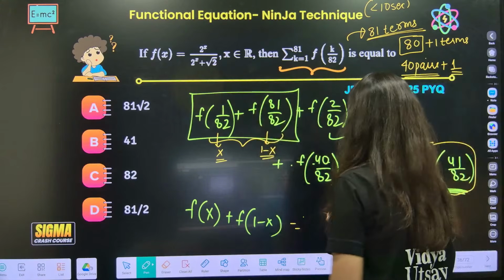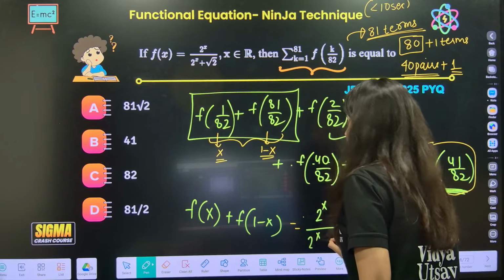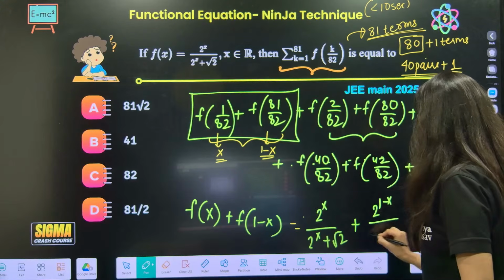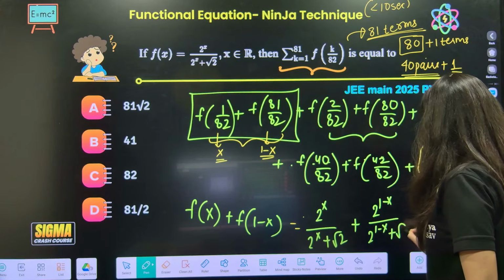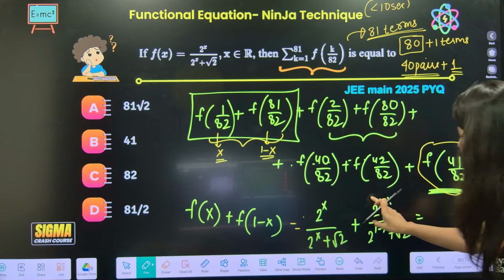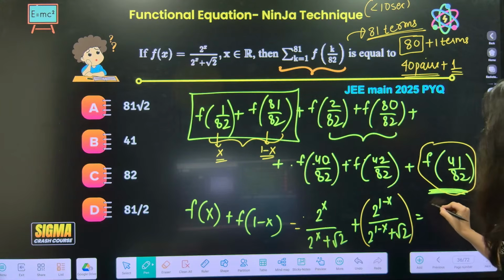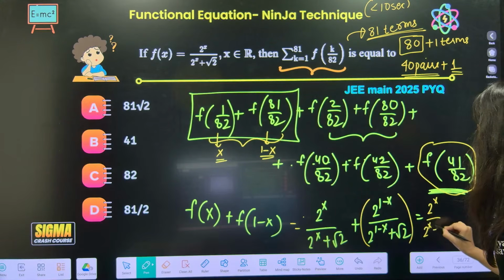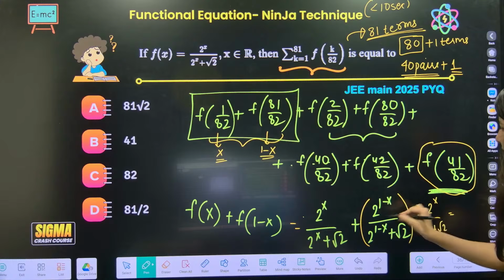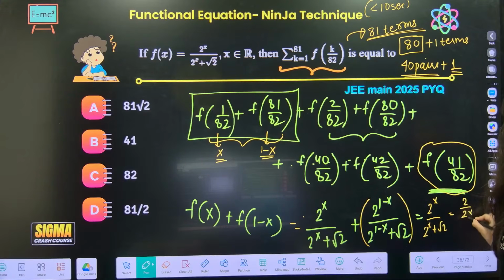f of x. So ma'am, this is 2 power x upon 2 power x plus root 2, plus f of 1 minus x. So 2 power 1 minus x upon 2 power 1 minus x plus again root 2. Now if you take root 2 common from this thing, what will happen? So this is again 2 power x upon 2 power x plus root 2. In fact you take root 2 common, or you can just take LCM. So 2 upon 2 power x, 2 upon 2 power x plus root 2.